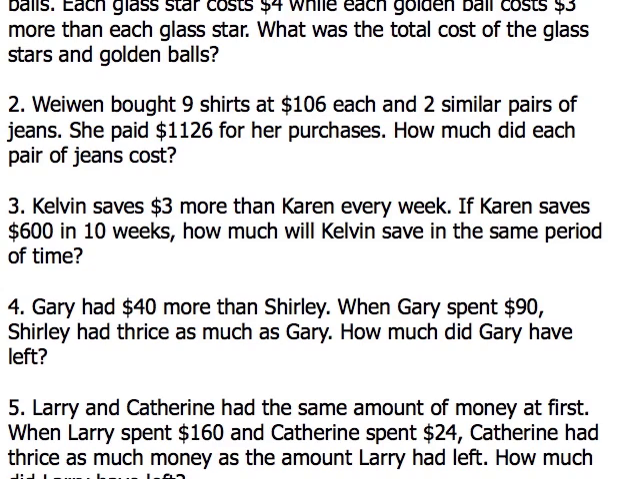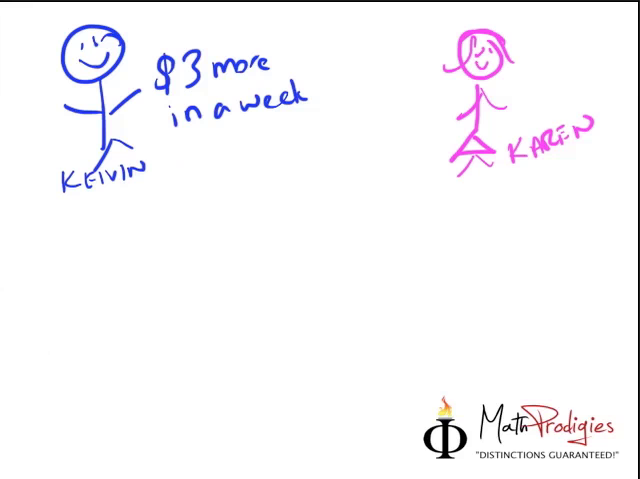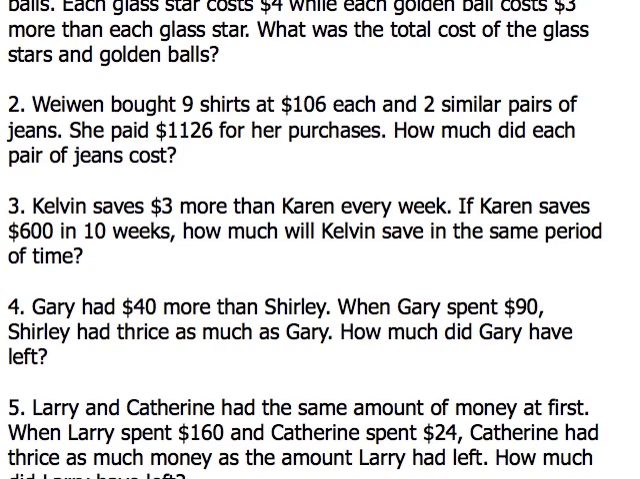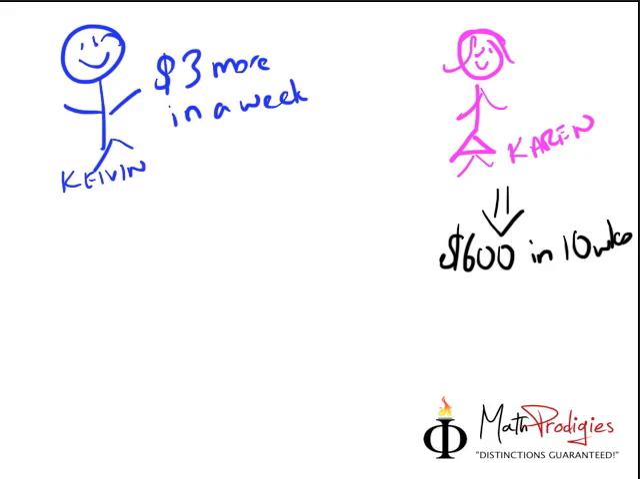Now what did they say next? They said that if Karen saves $600 in 10 weeks, wow, she saves $600 in 10 weeks. Okay? Now what must you do? $600 in 10 weeks. How much will Kelvin save in the same period of time? What's the same period of time? The same period of time means the same time. The time here being what? 10 weeks. So let's imagine for a while. Every week, how much does Karen save in a week if she saves $600 in 10 weeks?